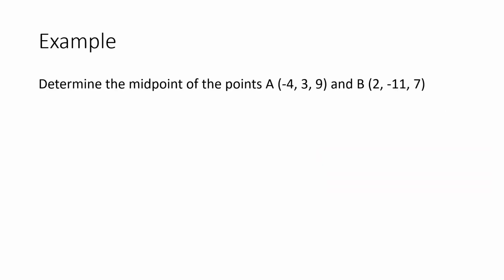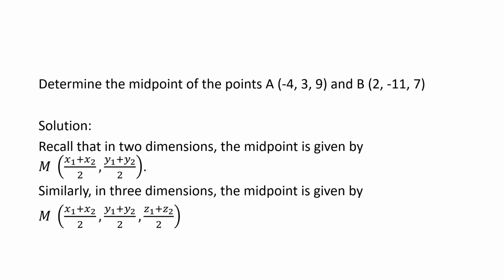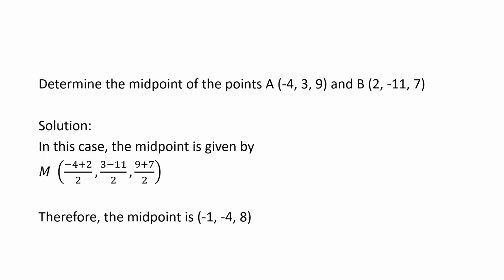And then finally, we want to determine the midpoint of two points. And the formula here is analogous to the one that you learned probably in about grade 10 for the midpoint between 2 points in 2 dimensions. We're simply going to add the x coordinates and divide by 2, add the y coordinates and divide by 2, and then add the z coordinates and divide by 2. And when you do that, we'll see that the midpoint is -1, -4, 8.